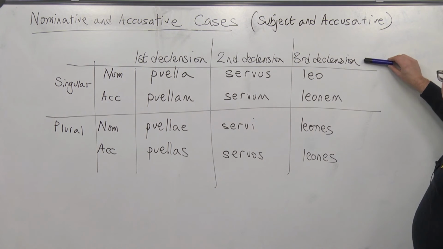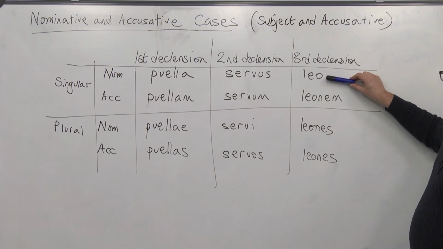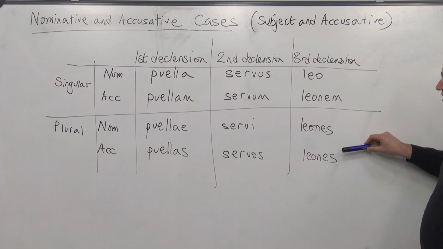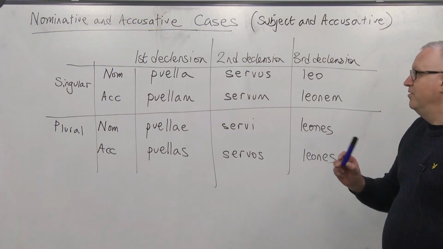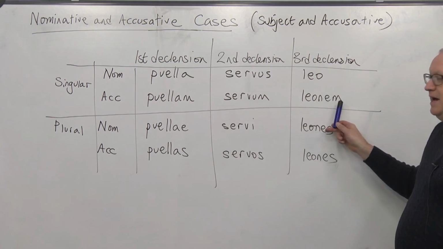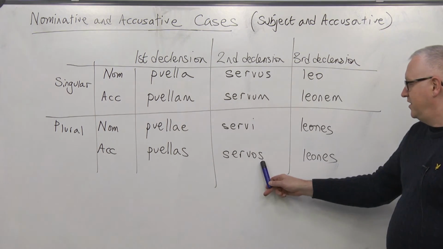And the third declension, the nominative sometimes ends like that. It sometimes ends in other letters, it has to be said. But let's just take this as an example. Leo, leonem, leones, leones. And there's some things which are very similar and simple to follow. All the accusative singulars end in the letter M. All the accusative plurals end in the letter S.